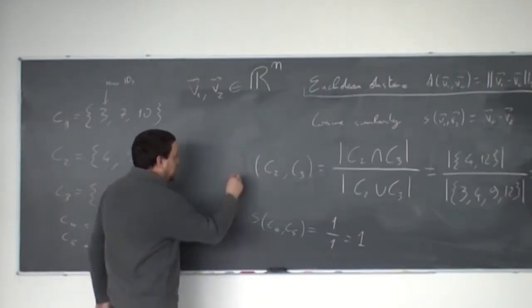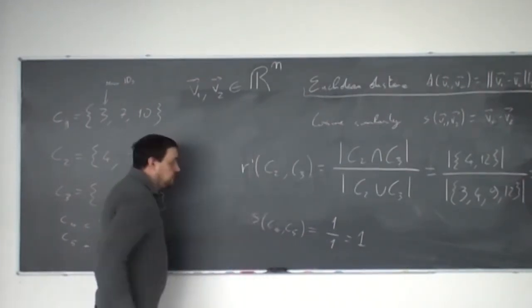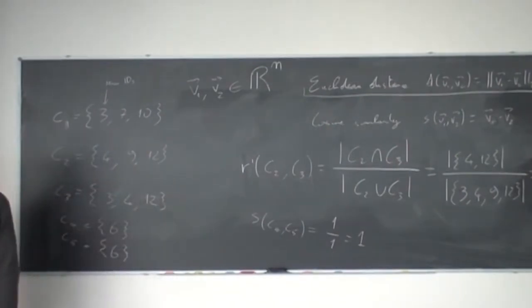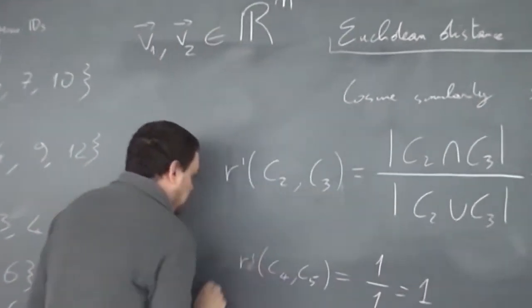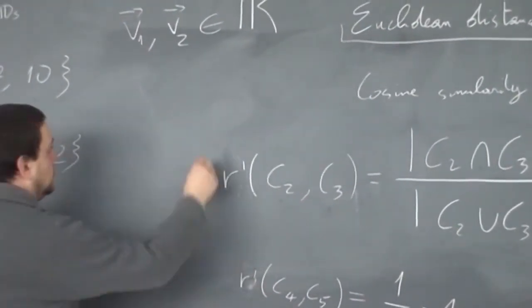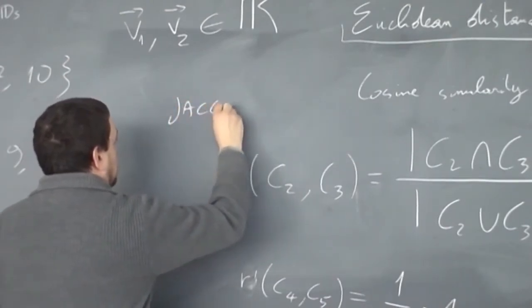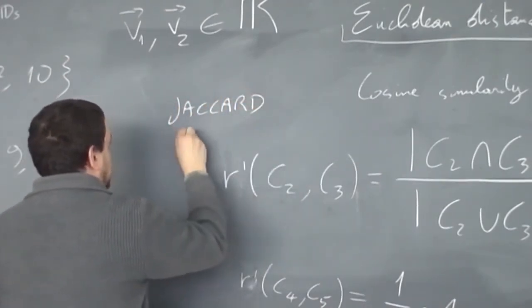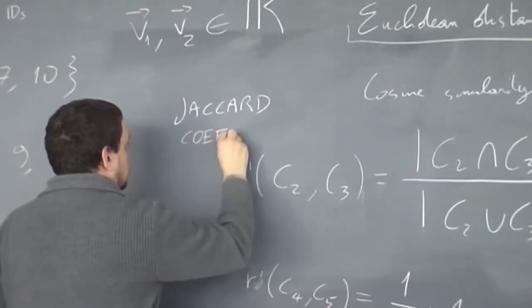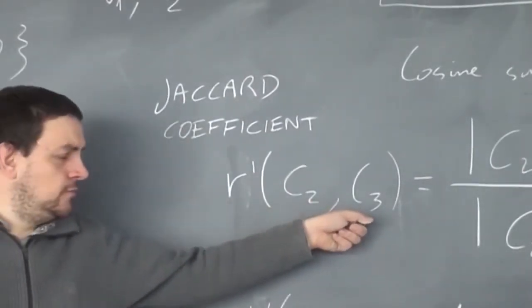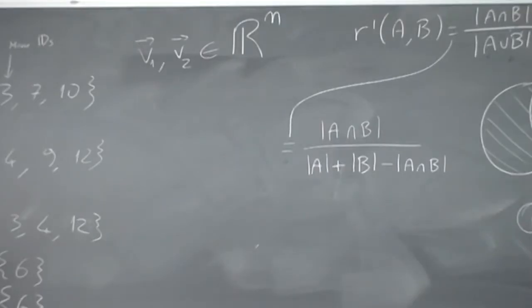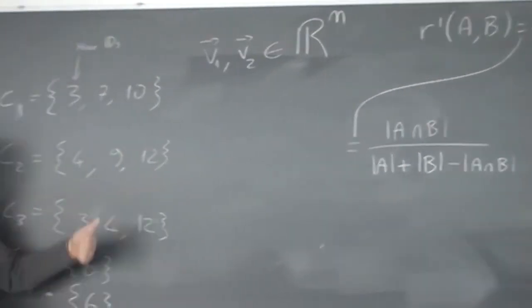This kind of similarity is usually written with the symbol R prime, and it's called the Jaccard coefficient of the two sets. Okay, we have seen another possible internal representation of elements, of objects as sets.